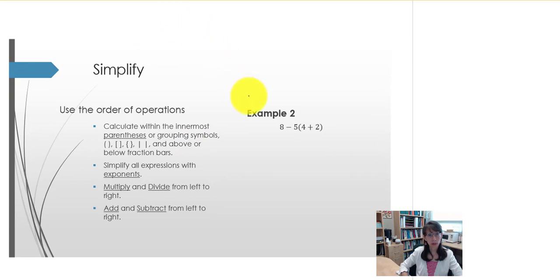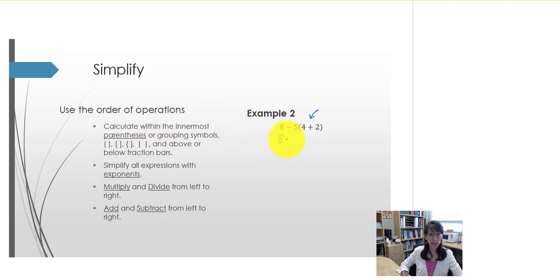In example 2, again, we do have parentheses. We have a subtraction sign. And when a number or a variable is written right next to a set of parentheses, it is implied that we will multiply, even though there's not any dot or multiplication sign. So according to our order of operations here, to the left, the grouping symbols need to be done first.